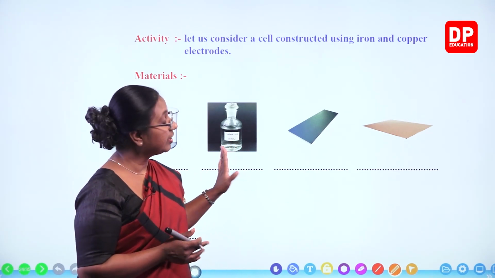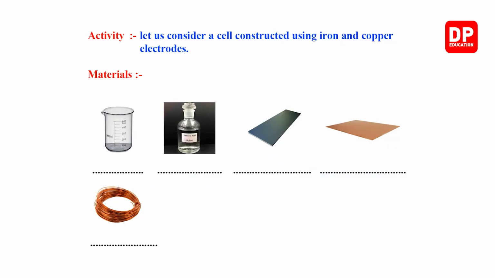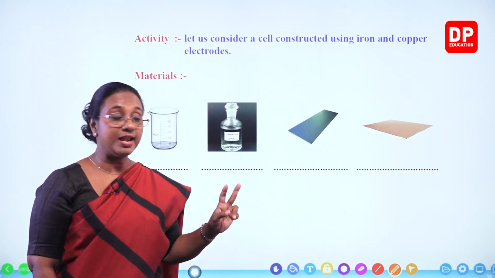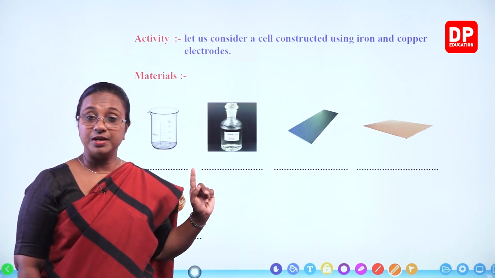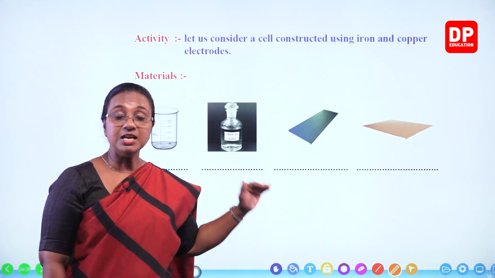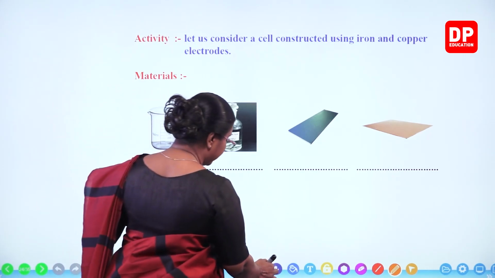So now we are going to look at another electrochemical cell where we use iron and copper. So, activity: let us consider a cell constructed using iron and copper electrodes. So again, an electrochemical cell with two electrodes, iron and copper. To understand how this works, we will first do the activity. To do the activity, we need these materials.